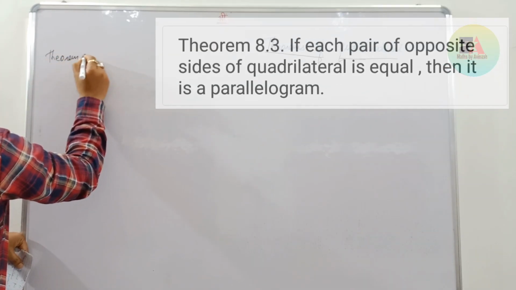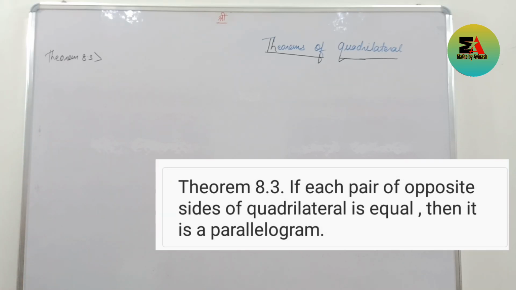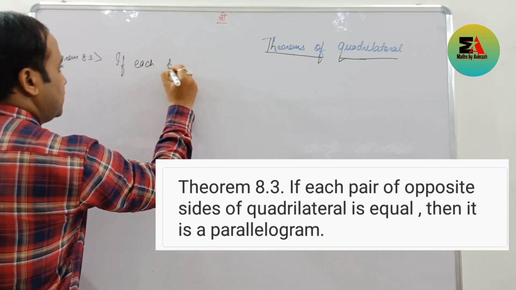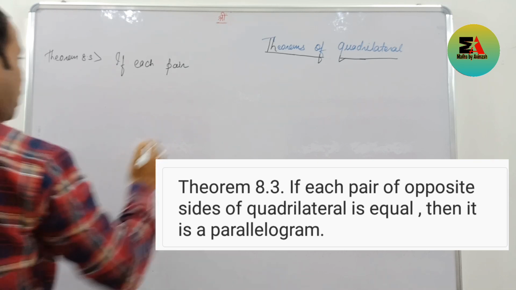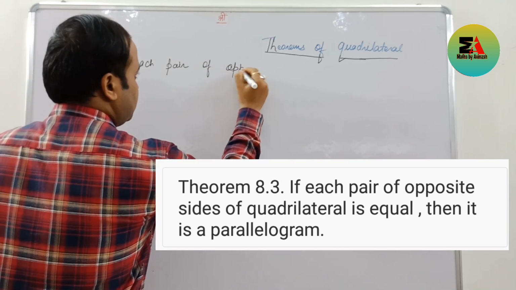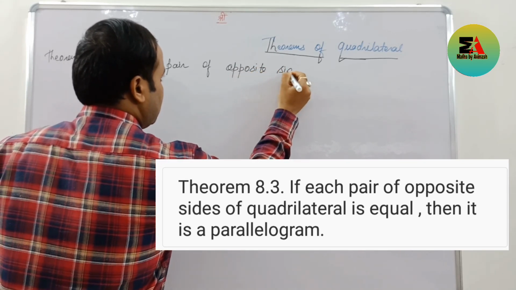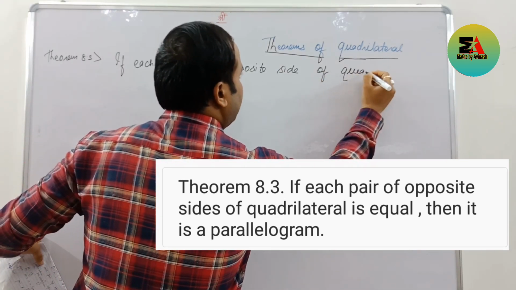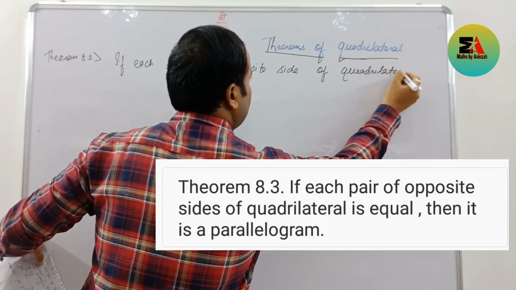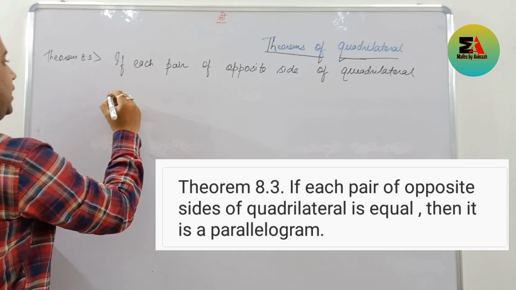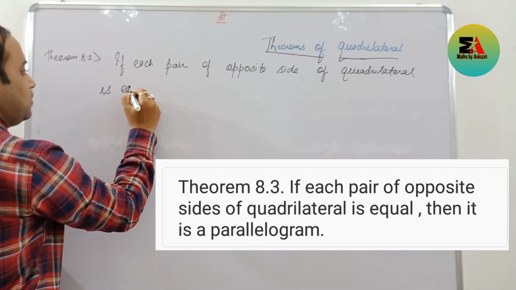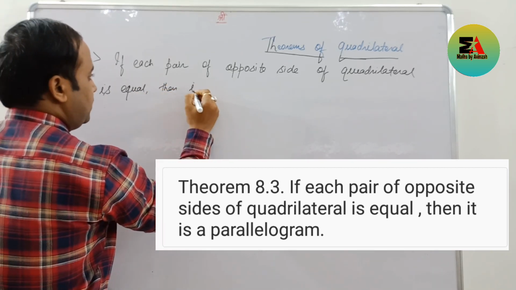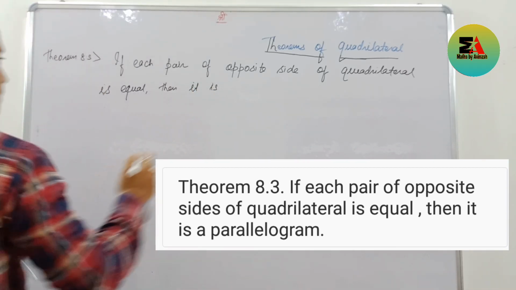Theorem 8.3 from NCERT said, if each pair of opposite sides of a quadrilateral is equal, then it is a parallelogram.